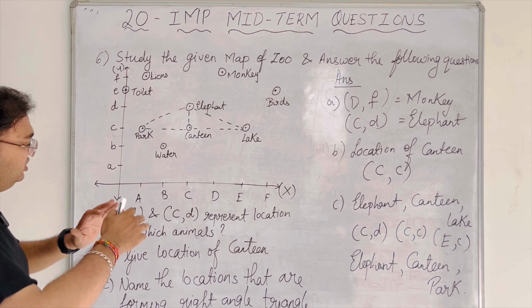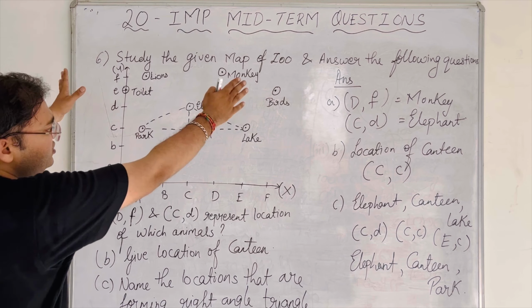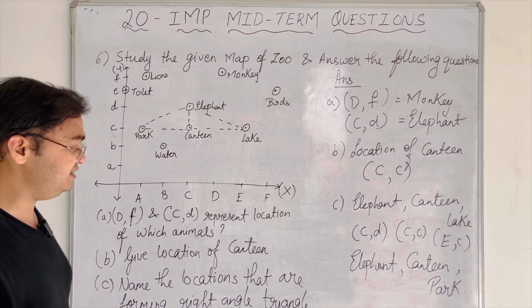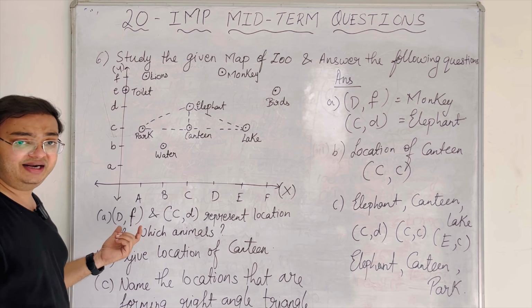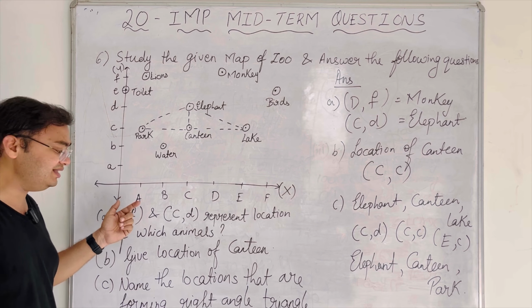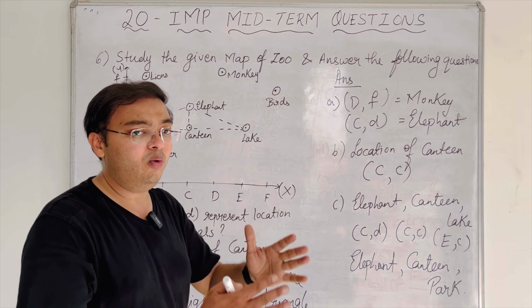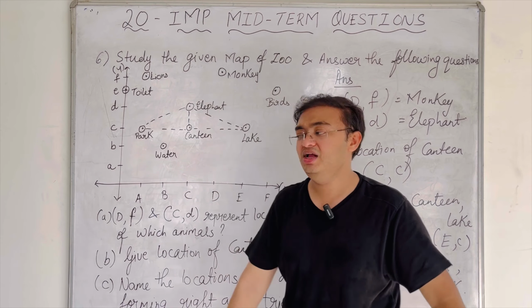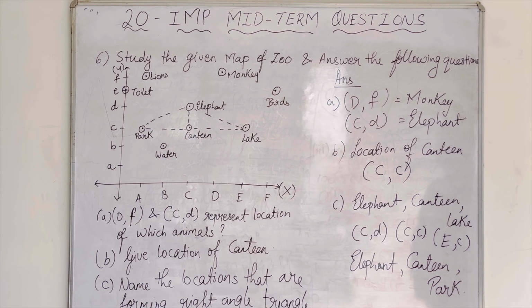I hope this question was somewhat confusing, but it is not so. It is very easy. Just remember that whenever you are writing coordinates, the first alphabet represents the x-axis and the second alphabet represents the y-axis. I hope it is clear to you. If you want to take a screenshot, it looks beautiful if you take a screenshot, so no worries, right?